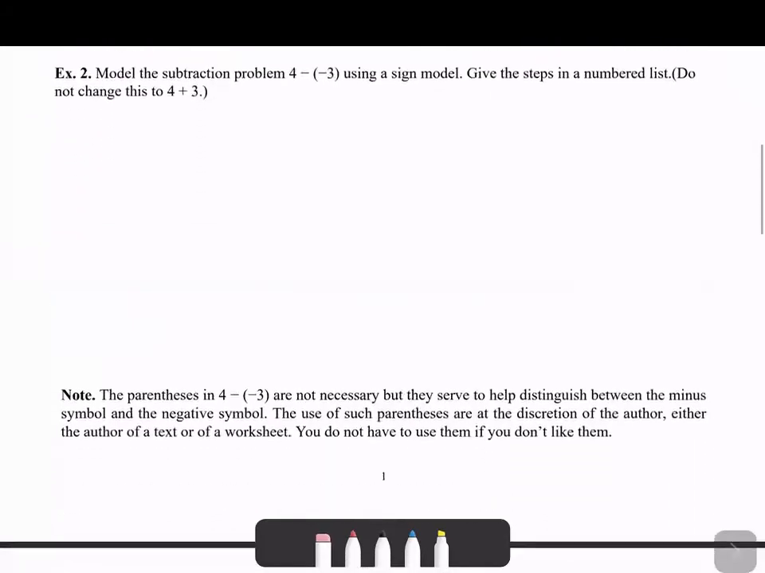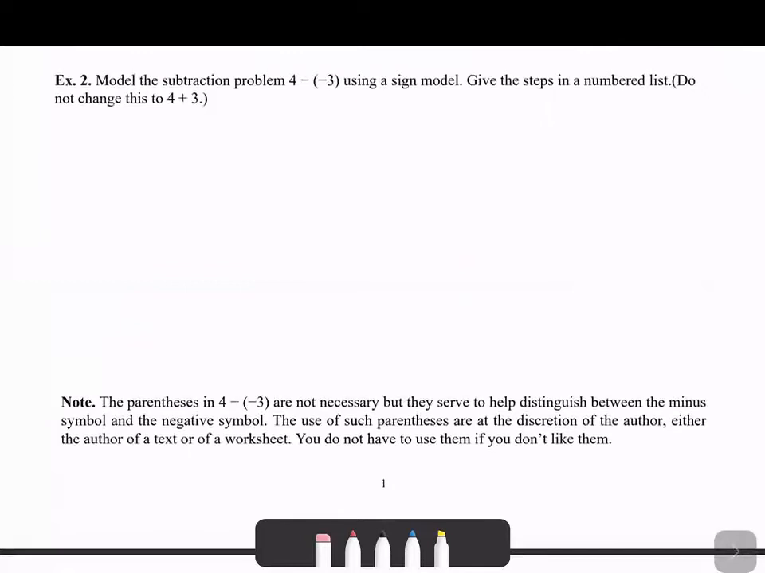Okay, so the next one is saying to model the subtraction problem 4 minus -3. Anytime we've done subtraction models in the past, we have typically only drawn the model for the first number, and then we take away whatever we're subtracting. So we're going to go ahead and draw a positive 4.